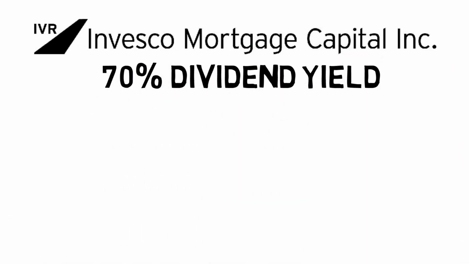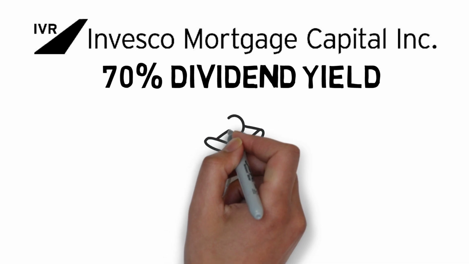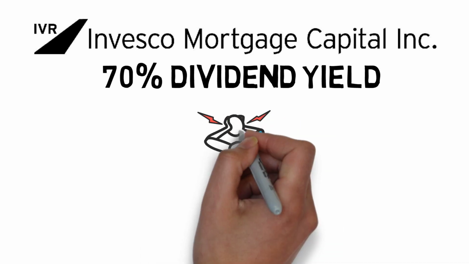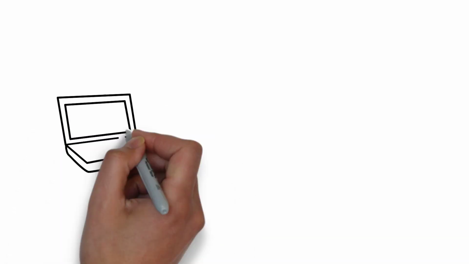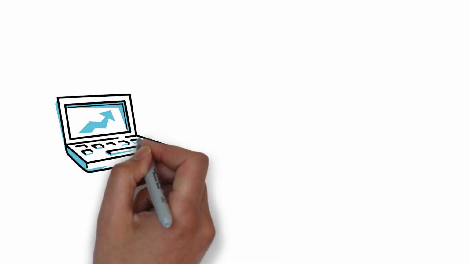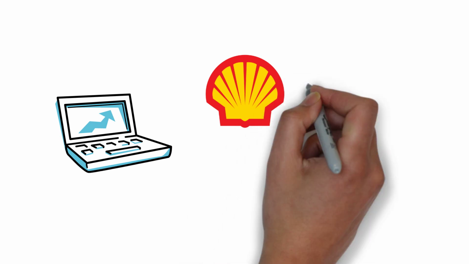That's what I'm talking about. 70% dividend yield. What could go wrong? As it turns out, everything, and I guarantee you won't be getting that dividend. You clicked on this video because you want to find out how to assess a dividend stock. Look no further. Let's get stuck in.